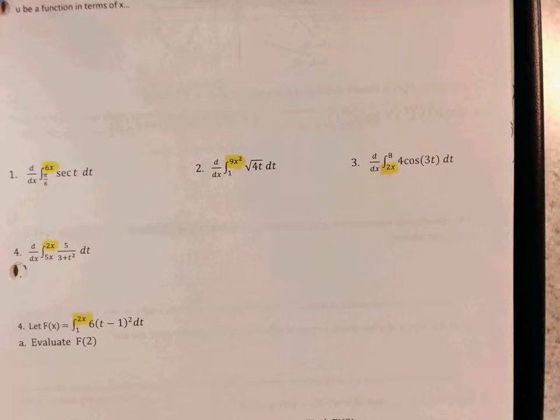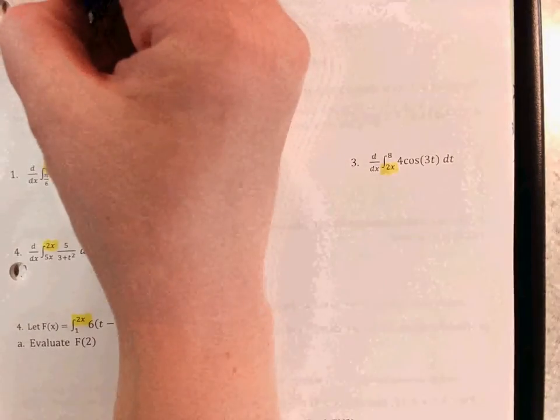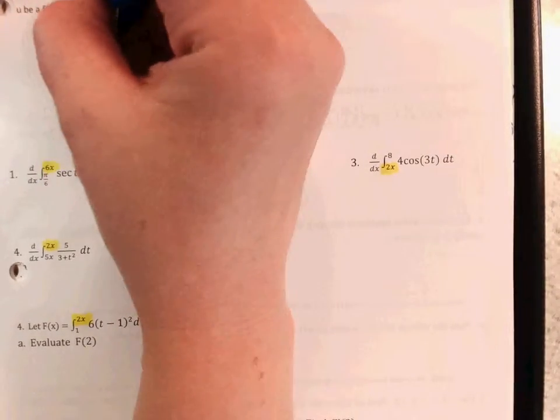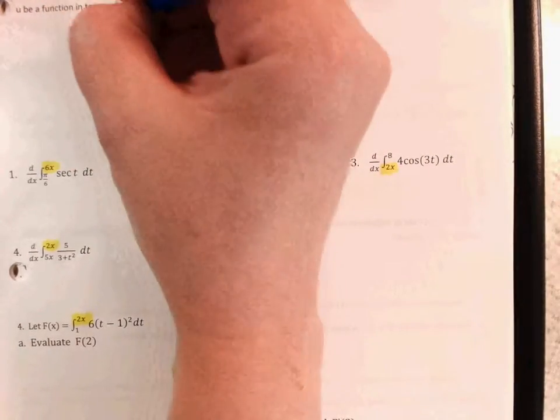Okay, so what we're going to cover today is the chain rule. It's extremely similar. It's not very hard. You're going to be able to do it fine. So, at the top, we're going to take the derivative d dx of the integral, but instead of being from a to x, it's going to be from a to u.